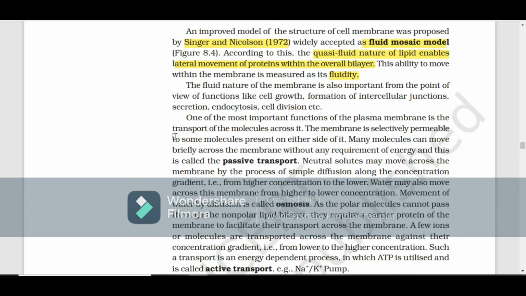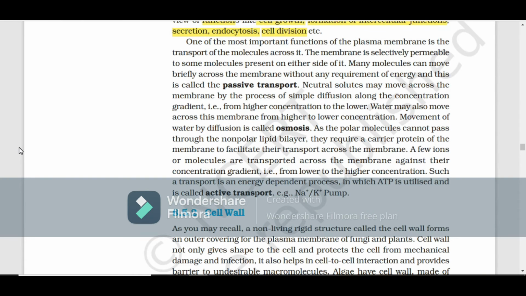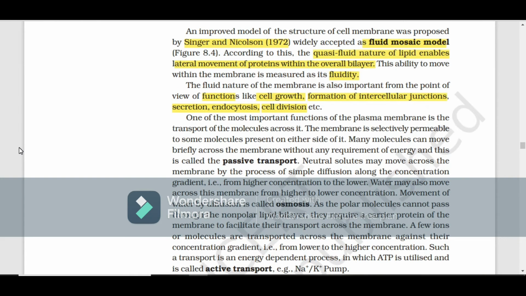Now, what is the role of this fluid nature? Why does the membrane possess it? It has certain functions: it helps in cell growth, formation of intercellular junctions, secretion, endocytosis, and cell division. These are the roles. What are the five roles? You can remember cell growth and cell division at once, then secretion, formation of intercellular junctions, and endocytosis. So these are the functions of the fluid nature of the membrane.